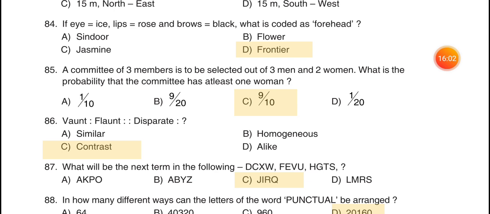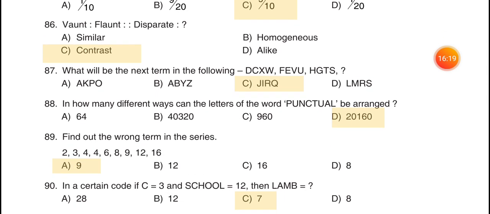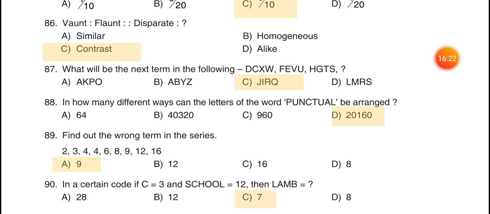Option D, frontier. 85. A committee of 3 members is to be selected out of 3 men and 2 women. What is the probability that the committee has at least 1 woman? Option C, 9/10. 86. Want is to flaunt, then disparate is to? Answer, contrast. Option C.